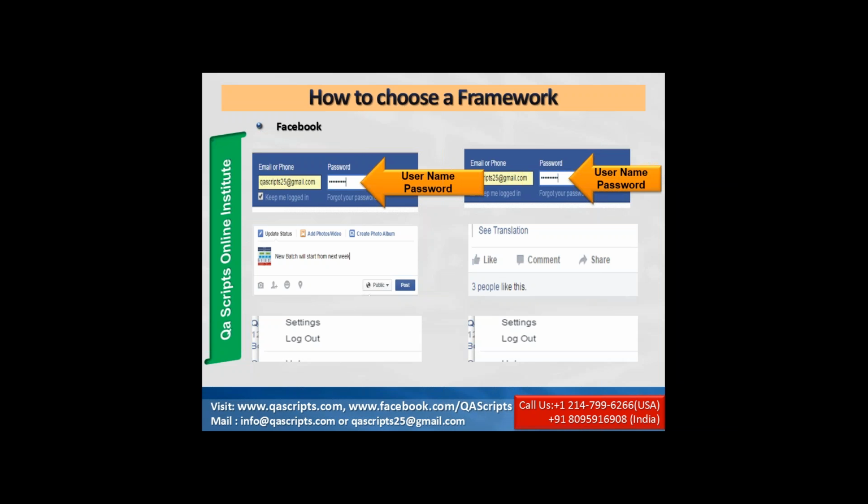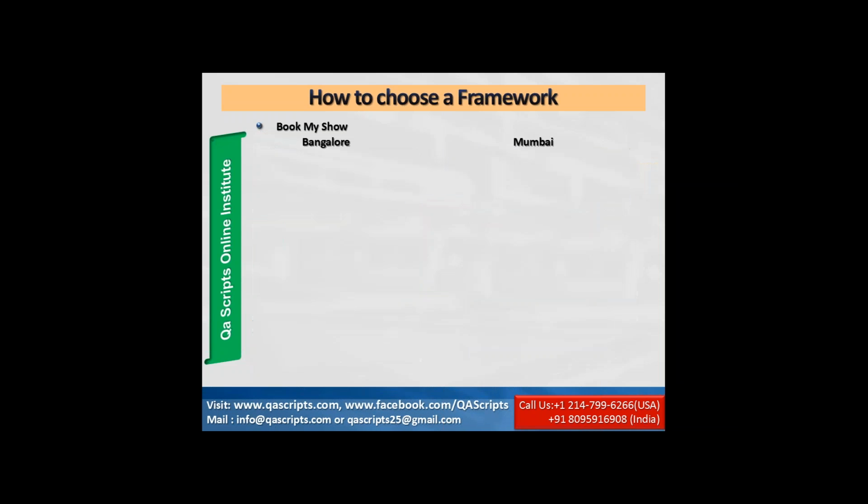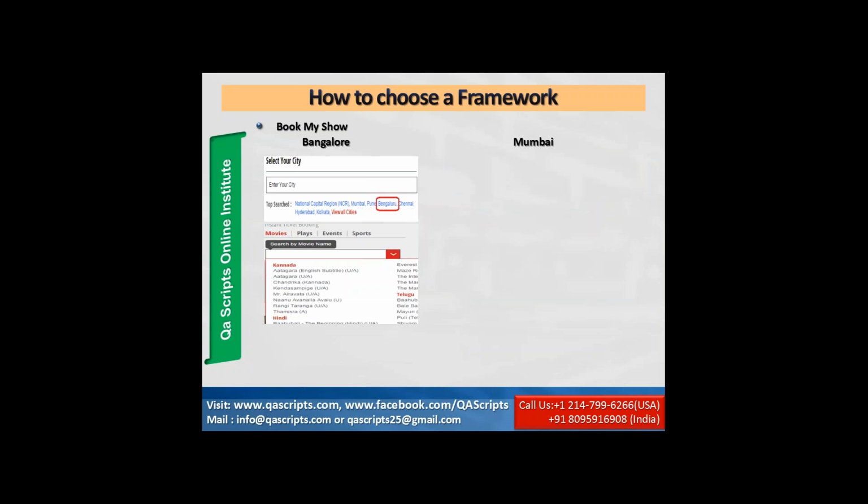Then the question comes, how to go for data driven. For that, I'll take one more example, that is bookmyshow.com. If you know the bookmyshow.com application, as soon as you open it, it will ask you to select the city. As a first scenario, I'll select Bangalore. After selecting Bangalore, it will display the page where you can select the movie name as well as the time. So here are the steps: first select the city, then select the movie, then select the time.